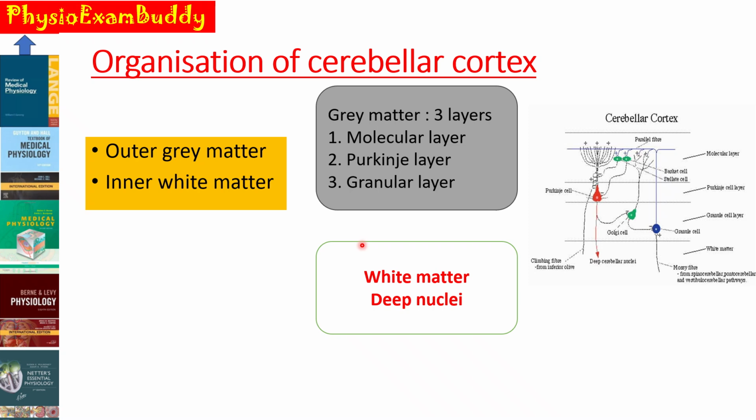Next, about the organization of the cerebellar cortex. It contains an outer gray matter as well as an inner white matter. This gray matter is again divided into three layers, that is the outer molecular layer, the middle Purkinje layer, and the third granular layer. And the white matter includes the deep cerebellar nuclei.